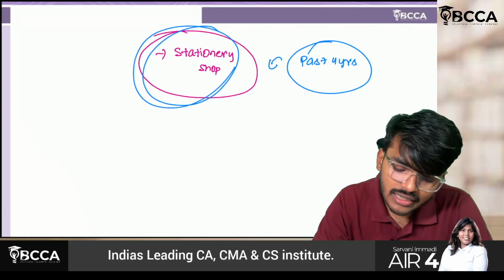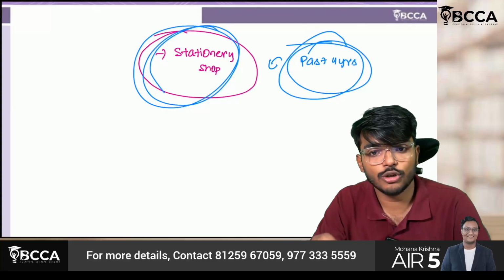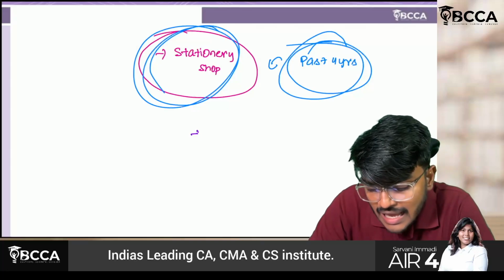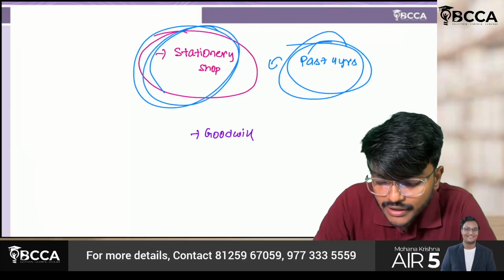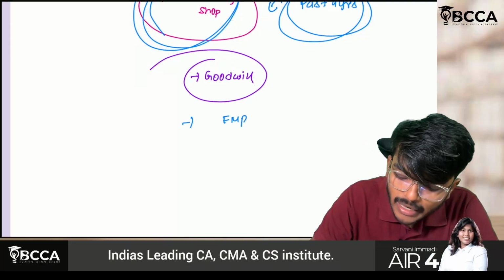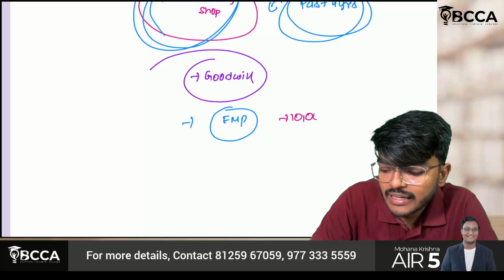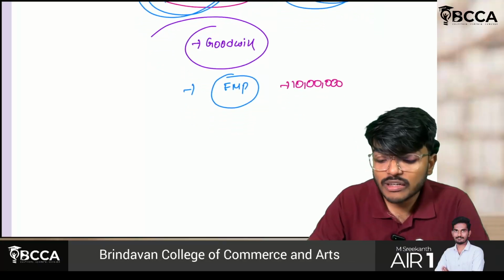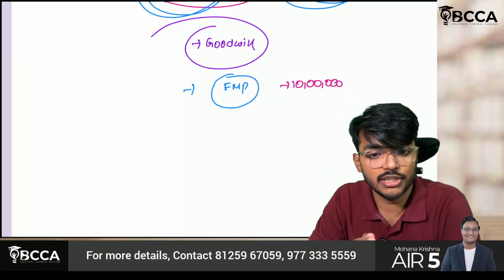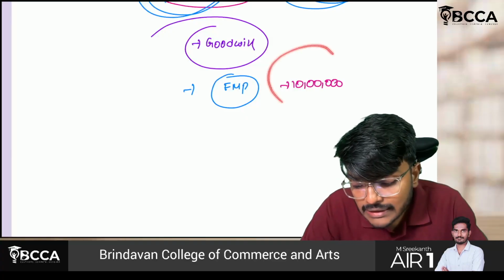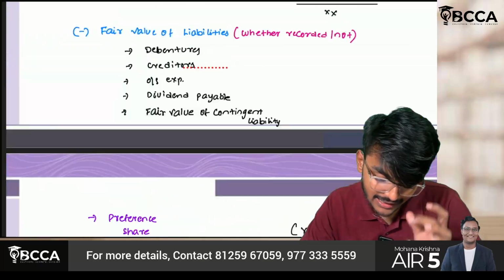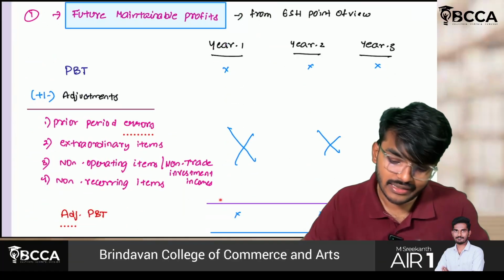Fine. Sir, my stationery shop is there. From the past 4 years onwards, I have been continuing the business. Now what I have observed is, I am currently calculating the goodwill. And I have found out that my future maintainable profits will be 10 lakh rupees. From this stationery shop, I will be getting future maintainable profits of 10 lakh rupees. Sir, have you calculated this? We have already understood these calculations, right? This future maintainable profits ka calculation I have calculated according to this.